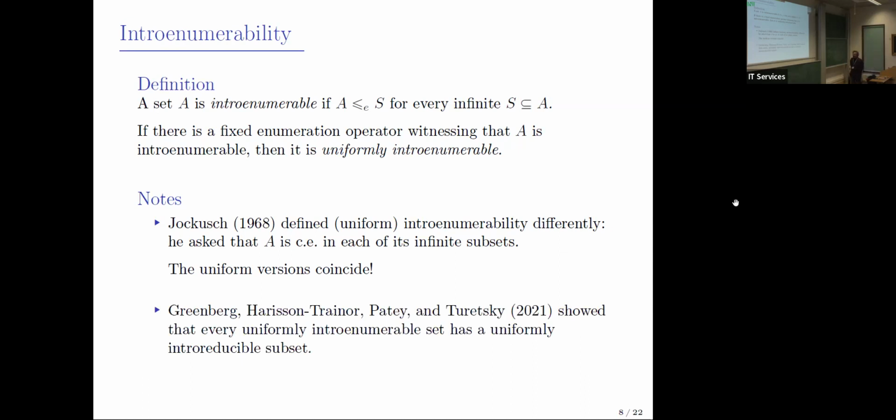Greenberg, Harrison-Trainor, Patey, and Turetsky showed that every uniformly introenumerable set has a uniformly introreducible subset. And Dan will be talking about that on Wednesday. Well, I don't know how much I'll talk about that. I'll be talking about the work in this paper on Wednesday. So go to his talk if you find this at all interesting.